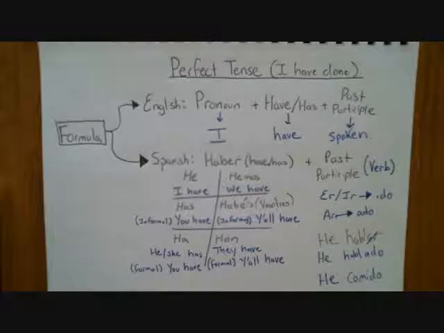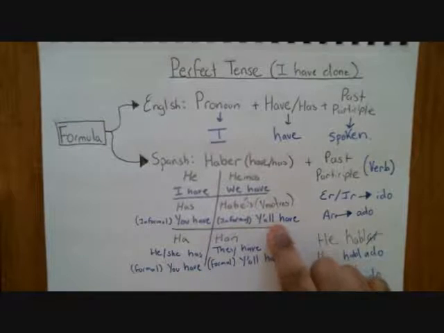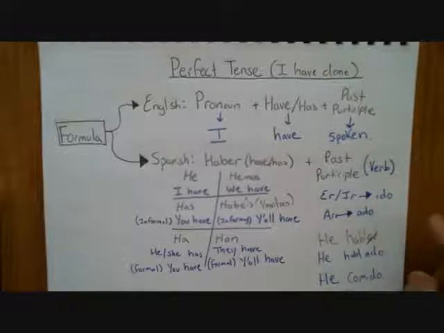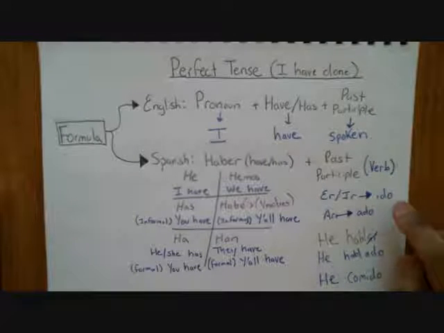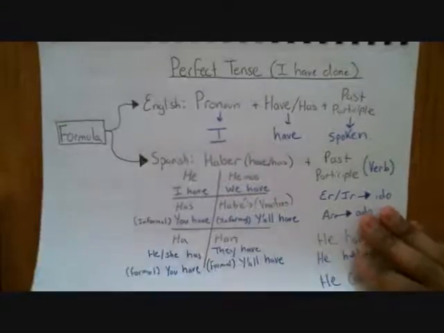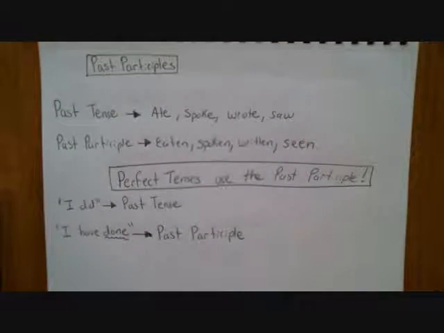You just take your I have, you have, he, she has, we have, y'all have, or they have verb form of haber. And then after that, you take your verb and just replace the ending with ido if it's an ER or IR verb, replace the ending with ado if it's an AR verb, and bam, there you go. Perfect tense.